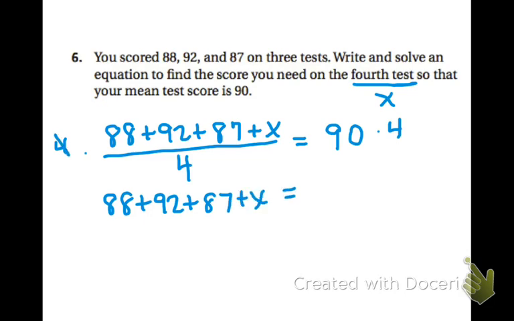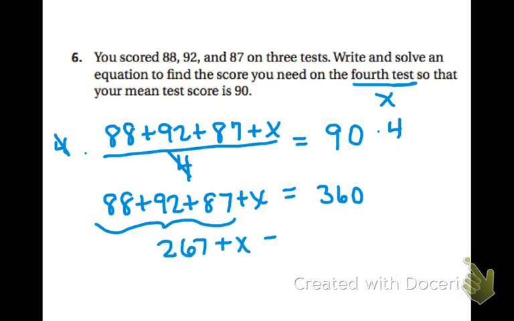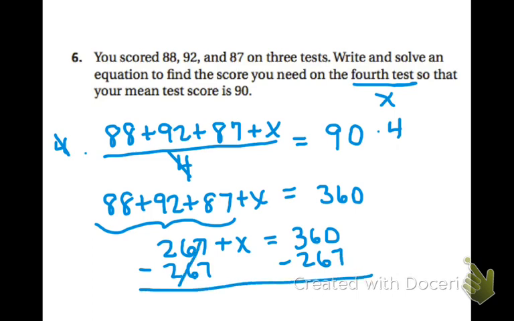So these 4's cancel. 90 times 4 is 360. Now we can combine these like terms into 267. 360 minus 267 is 93, and that would be that 4th test score.